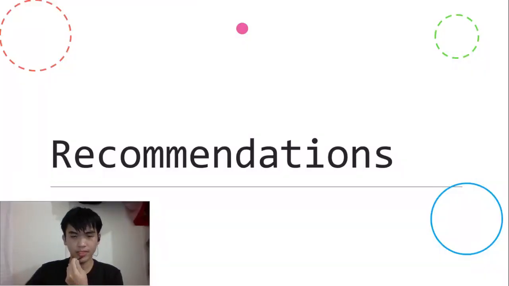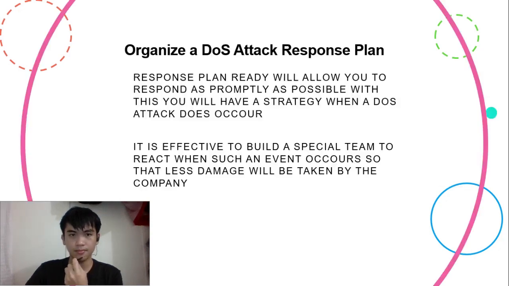And I'm going to present recommendations to prevent DOS attacks. The first thing is to organize a DOS attack response plan. Having a response plan ready will allow you to respond as promptly as possible. With this, you will have a strategy when a DOS attack does occur. It is effective to build a special team to react when such an event occurs, so that less damage will be taken by the company.